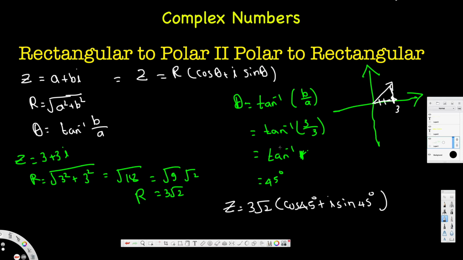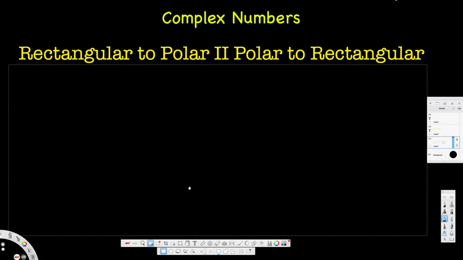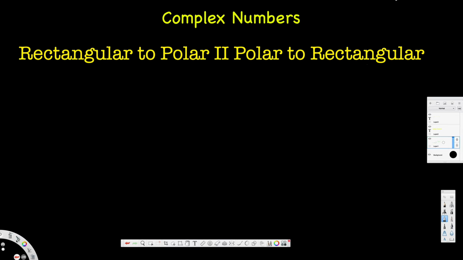Okay, now let's look at the second one. Let's say we have a number given like this: z is equal to 2 minus 2 root 3 i. Here 2 is the real number and minus 2 root 3 is the imaginary number.